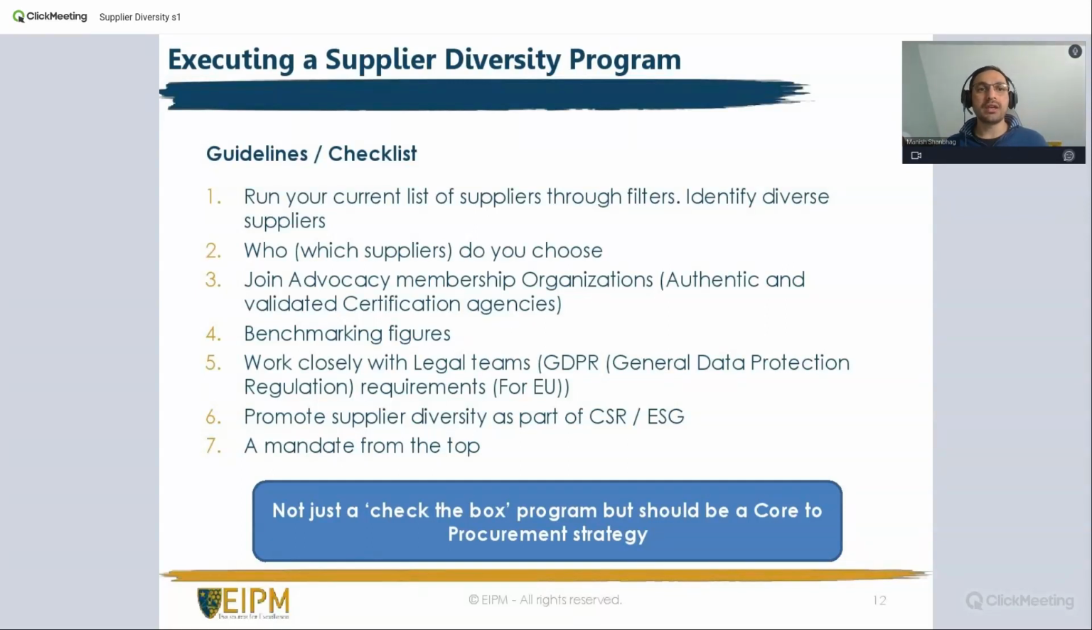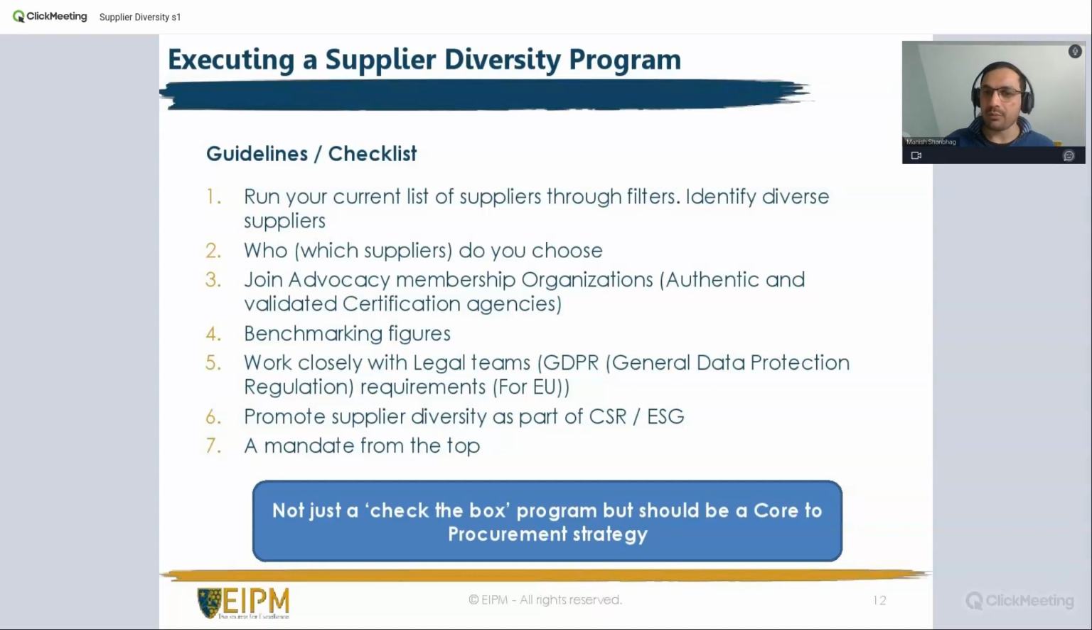These are the guidelines, more to set up a base. You can run your current list of suppliers through filters and identify diverse suppliers. Depending on how you define diverse suppliers internally, there could be multiple categories. It could be by age, women owned, veteran owned, LGBTQ community owned, and so on. Plenty of criteria that you will put in. So identify those first. It is not necessary that you have to work with everyone. That is something which is important. So which suppliers are the ones that you would choose to work with?